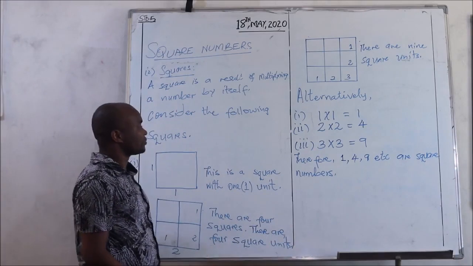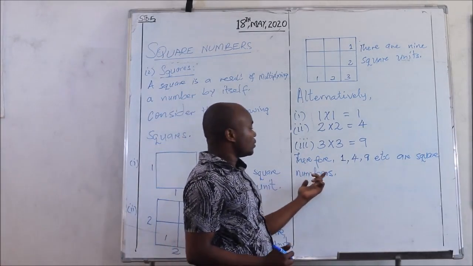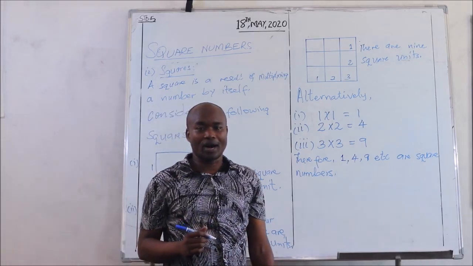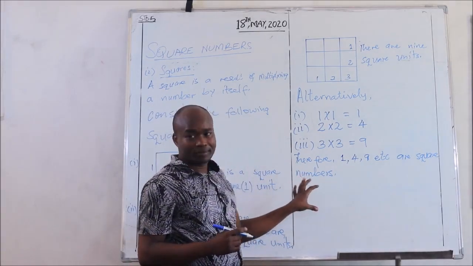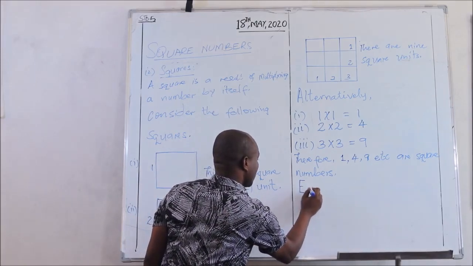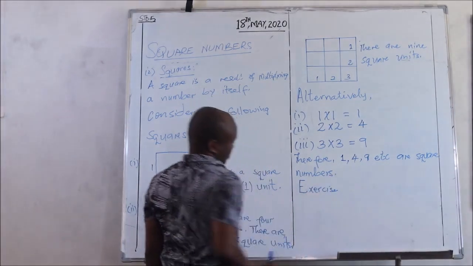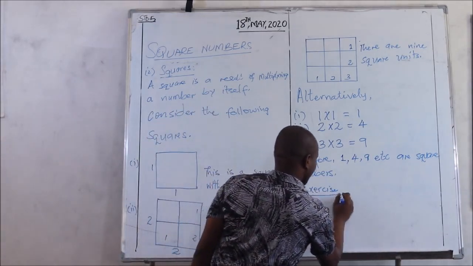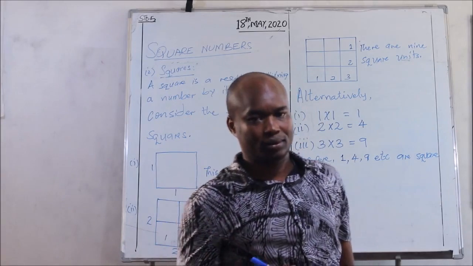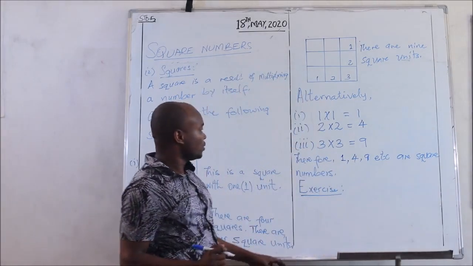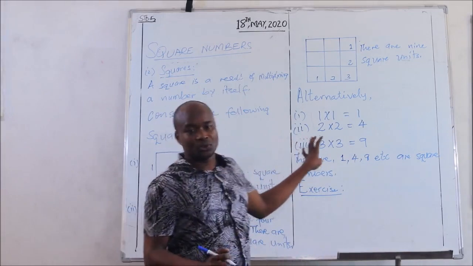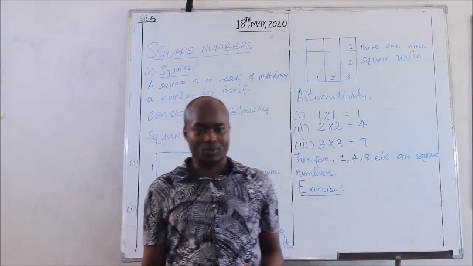Now, to give more examples, I can give you some work to do, to see whether you have understood what I've been teaching. So we are going to use the second way to get the square numbers of the following numbers.